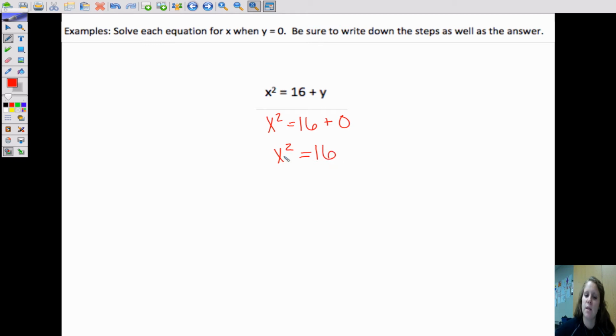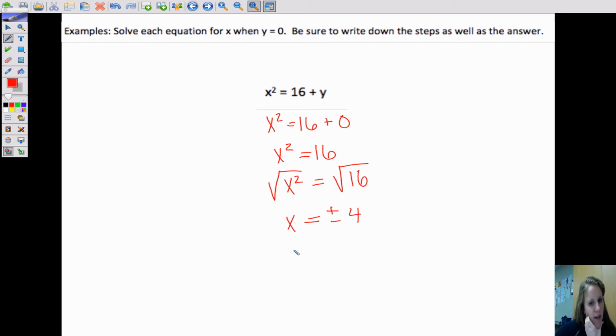And we have to think about what's the opposite of squaring, because if we had 2x, we'd divide by 2 because the opposite of multiplying is dividing. If we had 2x plus 6, we'd minus 6 from both sides because the opposite of adding is subtracting. So the opposite of squaring is square rooting. So we're going to square root x squared, and we're going to square root 16. Now the square root of x squared is just going to be x, but the square root of 16 is going to be plus or minus 4.